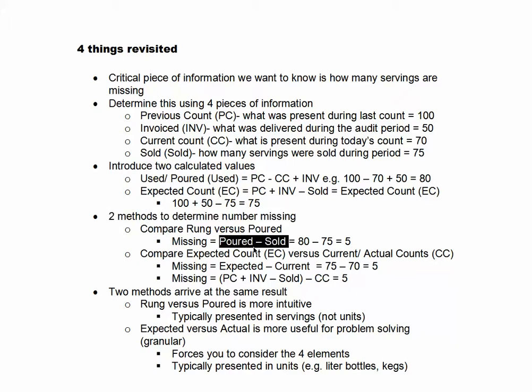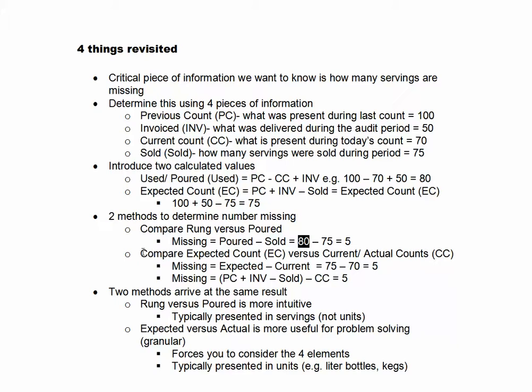So from this instance, we calculated up here that the number poured was 80, and we know from the point of sale, it's one of the original numbers, that the number sold was 75. So in that case, we're missing 5. As I said, that's the simplest way I think to do it. Compare, hey, we poured 80, we sold 75, obviously we're missing 5, and obviously the number poured is one of these calculated values.